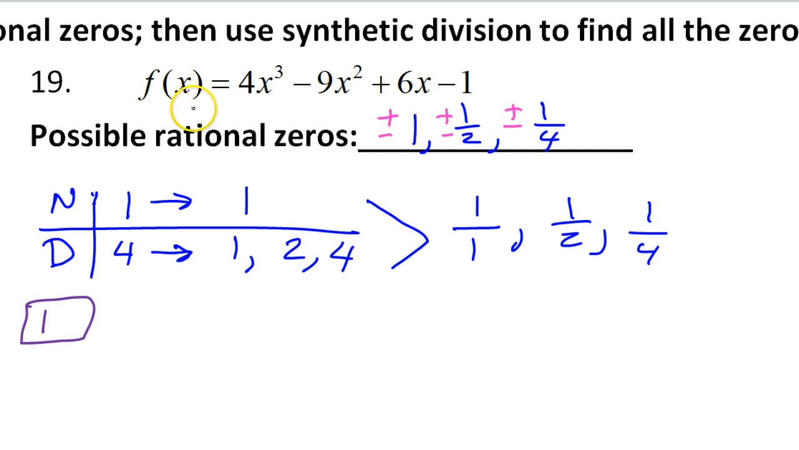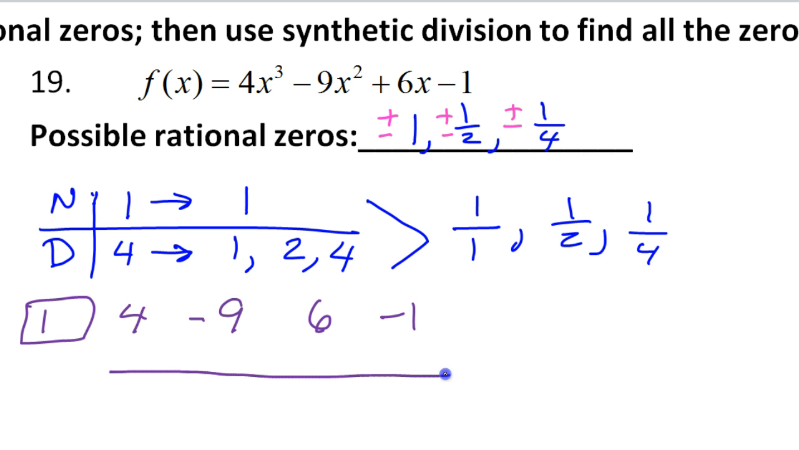So let's try 1. Okay, so I try 1. Let's see, no terms are missing. So here we go. 4, -9, 6, and -1. Remember how synthetic division worked? Bring down the 4, multiply by 1, that's 4, -9 plus 4. You got it. So 4 times 1 is 4. That's -5. -5 times 1 is -5. That's +1. Uh-oh. 1 times 1 is 1. 0. Okay? That means that 1 is an actual 0. All right? We got lucky. The first one we tried actually worked.